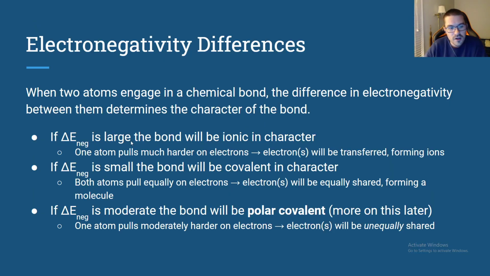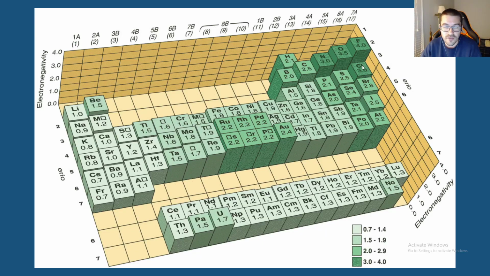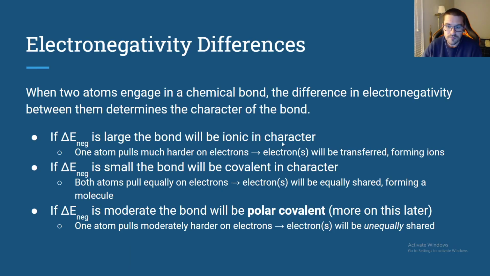So if the difference in electronegativity is large, the bond formed between those atoms is generally going to be ionic in character, okay? What that means is that one atom is pulling much harder on electrons than the other. In this case, it's chlorine, because it's got the higher electronegativity value. What that means then is that an electron is going to be transferred, and you end up with ions, oppositely charged ions. And then you end up in that ionic bonding scenario.